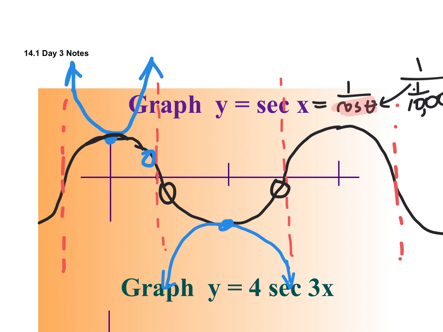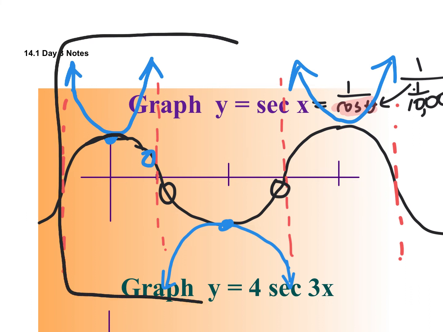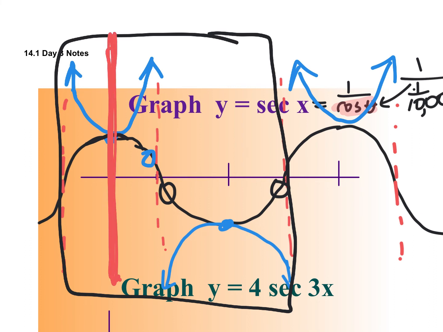Okay, so I'm going to finish this here. And how much do you need for this to be like a complete graph of secant? Well, you only need 1 up loop and 1 down loop. So like this right here, that would be 1 complete cycle, 1 period of secant. But usually we don't use that frame. Usually we go here at 0 to here, which was 2 pi.